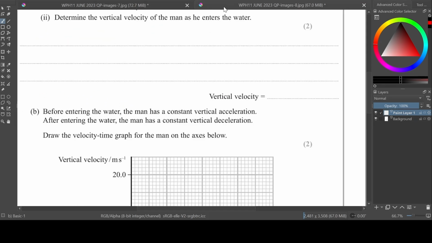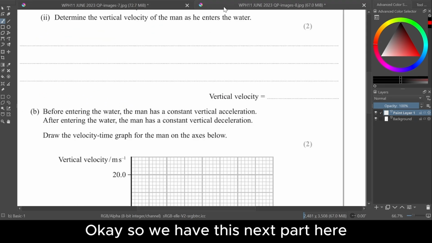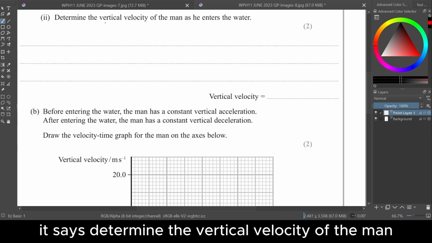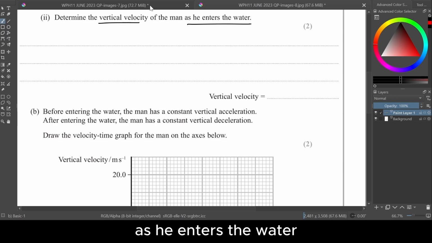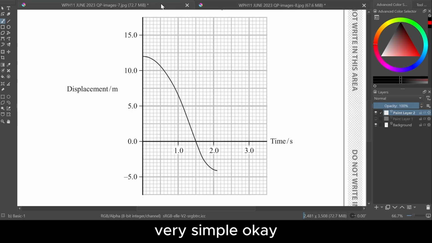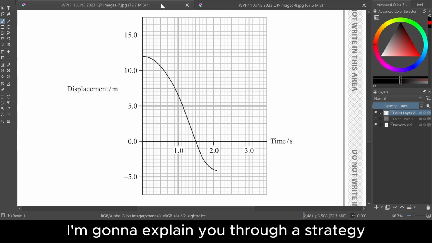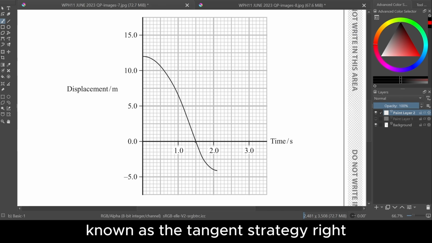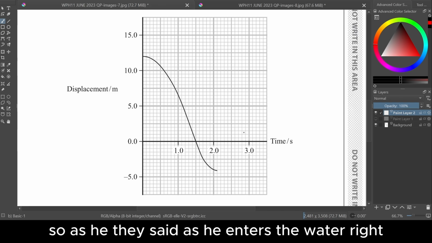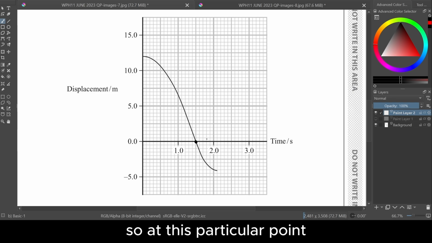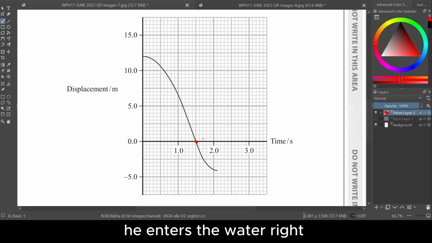So we have this next part here. It says determine the vertical velocity of the man as he enters the water. Very simple. I'm going to explain it through a strategy known as the tangent strategy. So they said as he enters the water. At this particular point, he enters the water.